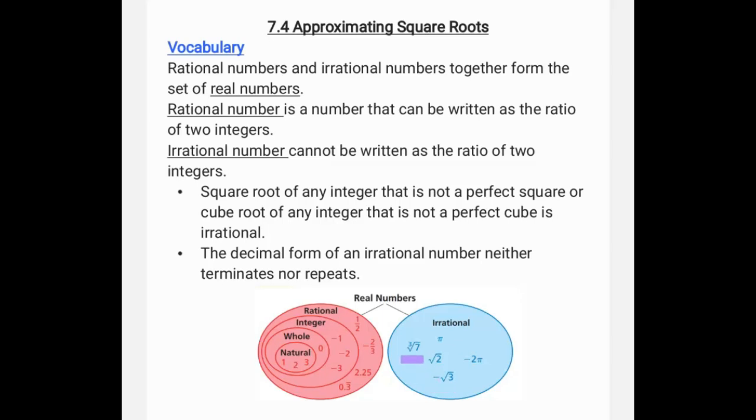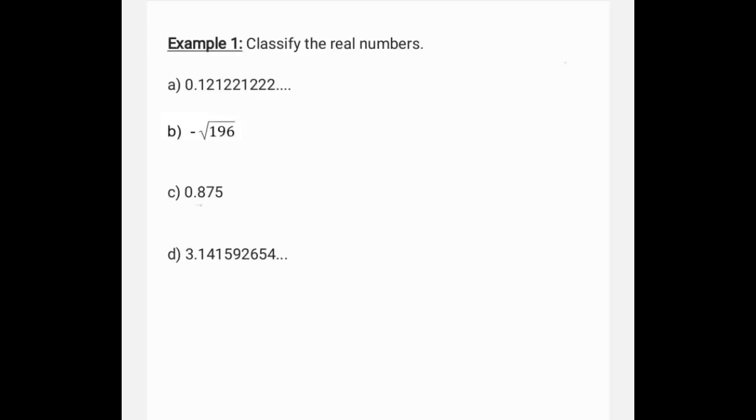And then also right here, the cube root, if it is not a perfect cube, same thing. We've talked about perfect squares in 7.1 and 7.2, where if you have 2 or 3 of the same perfect square numbers, they come out of the radicand. But if they do not have that matching pair, then they stay inside the radical sign, and so they become an irrational number. Now let's look at example 1, and we're going to classify the real numbers.